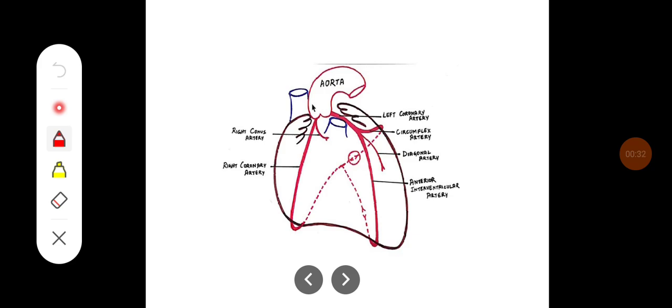This diagram shows the coronary circulation, where it is supplied importantly by the left coronary artery and the right coronary artery. The left coronary artery continues as the circumflex artery and also gives the anterior interventricular artery, whereas the right coronary artery gives the posterior interventricular artery. The right coronary artery mainly supplies the right ventricle, whereas the left coronary artery mainly supplies the left ventricle and the septum.